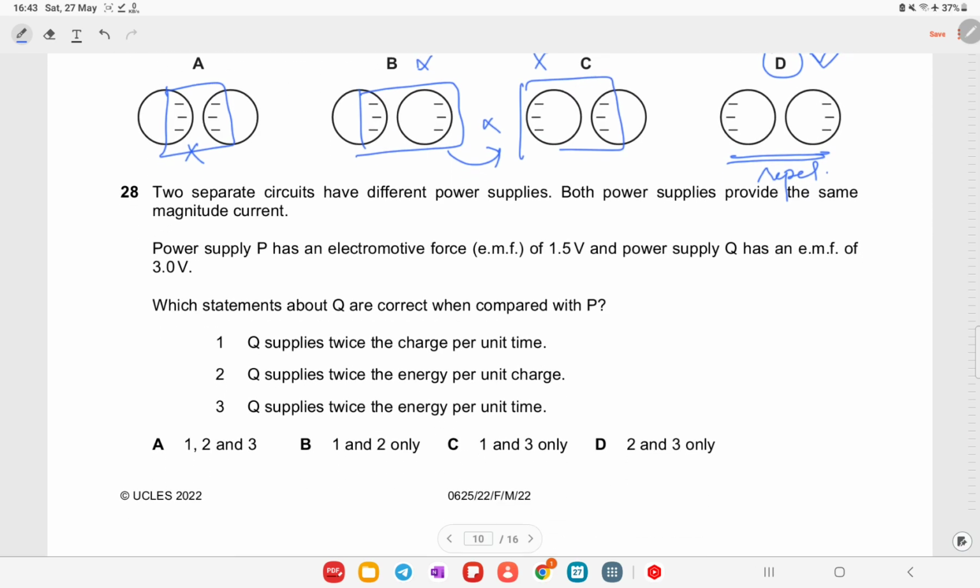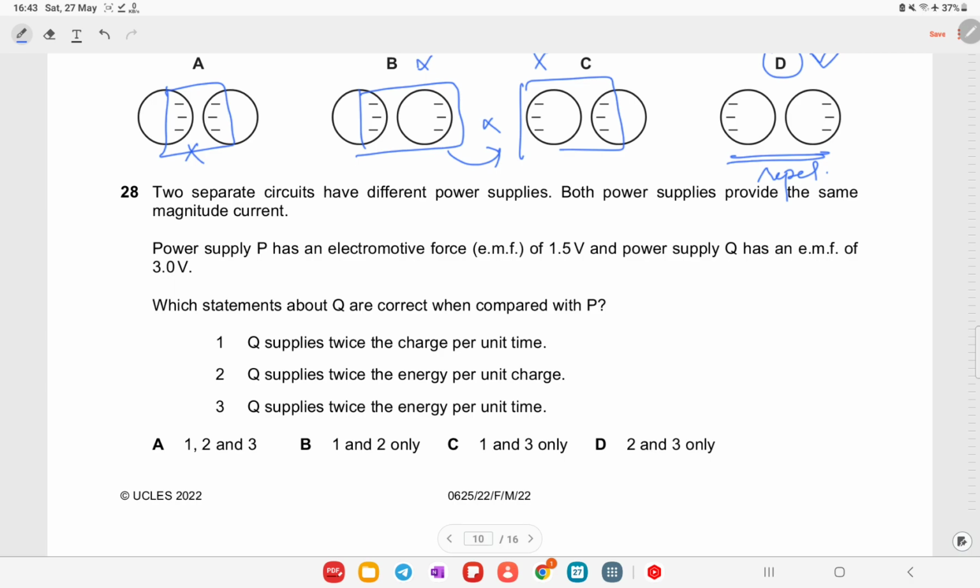Two separate circuits have different power supplies. Both power supplies provide the same magnitude of current. Power supply P has an electromotive force of 1.5 volts and power supply Q has an electromotive force of 3 volts. Which statement about Q is correct when compared with P? Q supplies twice the charge per unit.